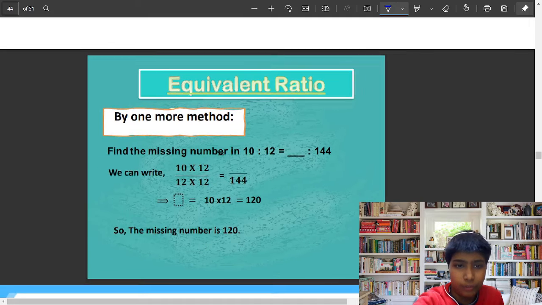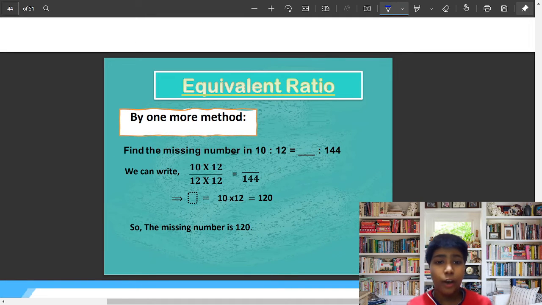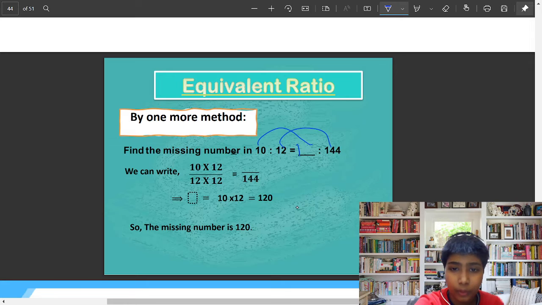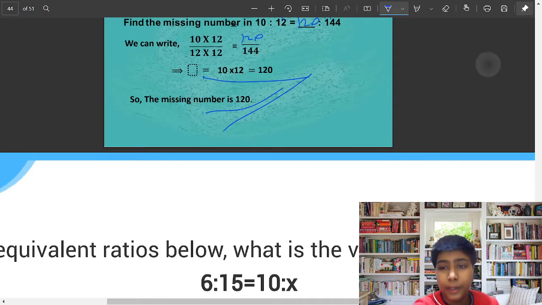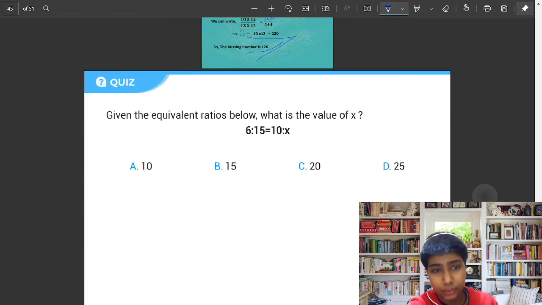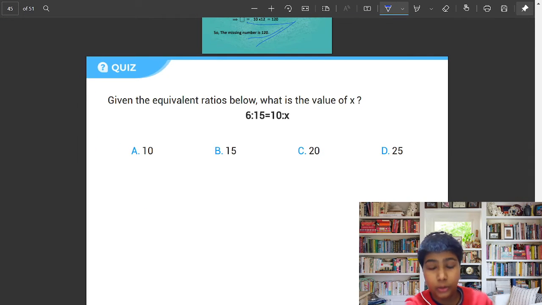Equivalent ratios. By one more method, we can find the missing number in 10 by 12. So we are multiplying by 12, so over here also we will multiply by 12. 120 is the answer. As you can see, we can write the answer over here. So this is the answer. You can know it by already seeing it.